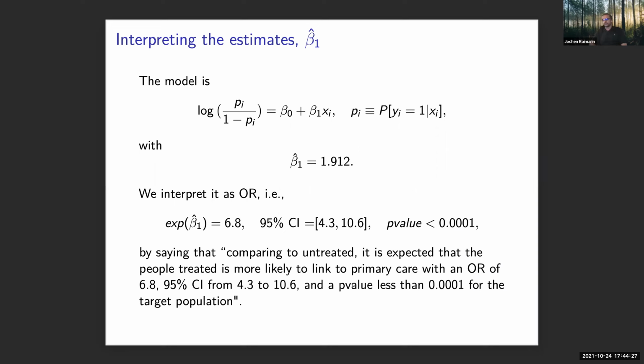Then we also need to interpret the estimates. So beta one hat is now our predicted log odds. In terms of nomenclature, these are considered log odds. Only when you exponentiate them do you get to the odds ratio. So exponentiated beta one hat will get you to the odds ratio of 6.8 for our link status example.